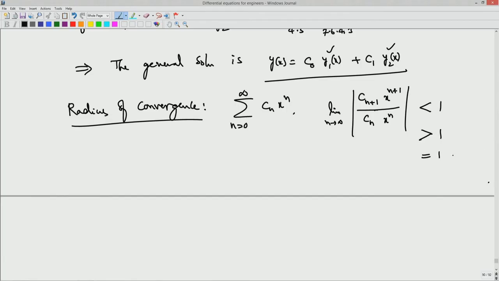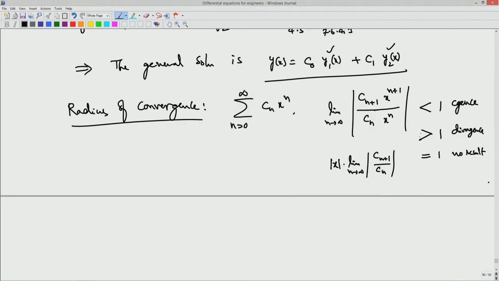So, convergence, divergence, no result. You cannot say anything if you get it like this. So, what is the left hand side? The left hand side is actually equal to mod x times the limit as n goes to infinity of mod Cn+1 divided by Cn. Okay, so this is your left hand side.